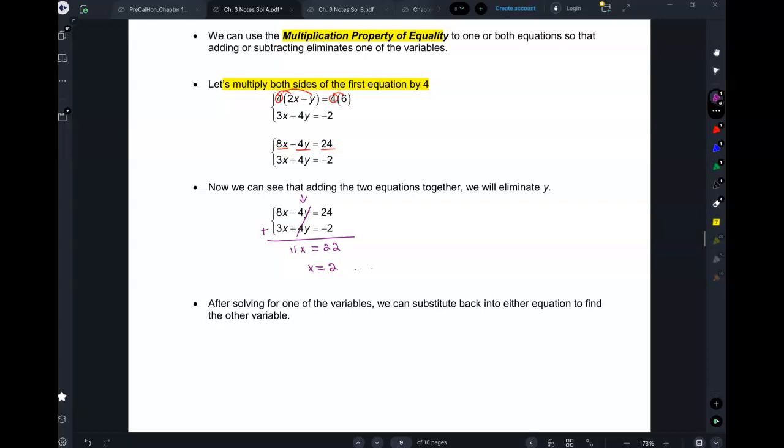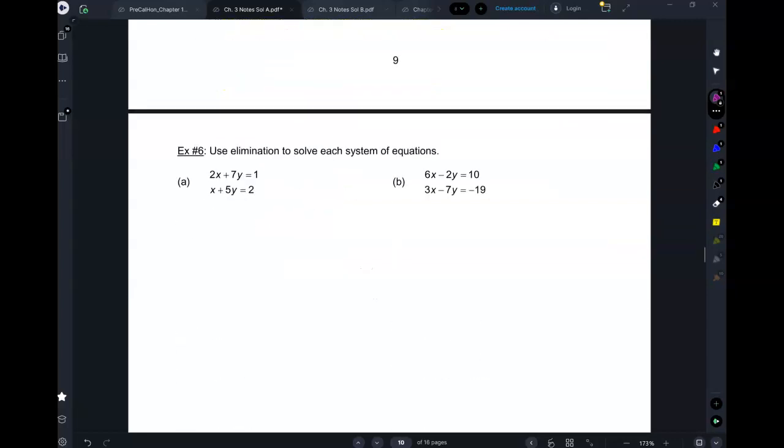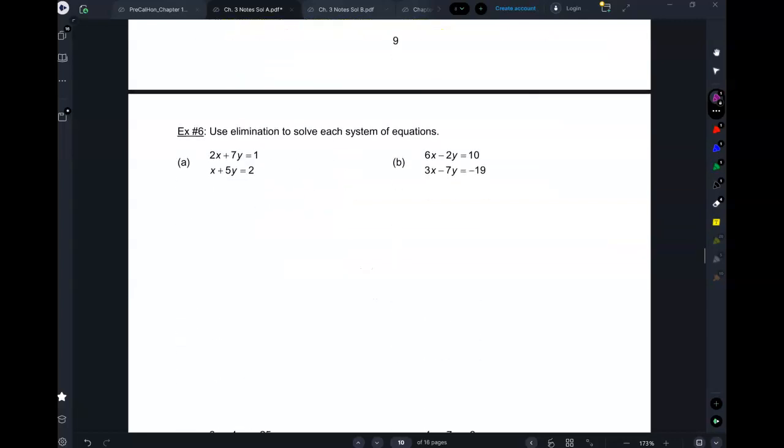Okay, all right, let's do another one here. Take a look. I have 2x, 7y, 1x, and 5y. What I want to do is make this x a negative 2x. So I'm going to multiply this entire thing by negative 2. First equation stays the same. Second equation gets multiplied through by negative 2. Please don't forget, three terms need to be multiplied. So negative 2x, negative 10y, negative 2.